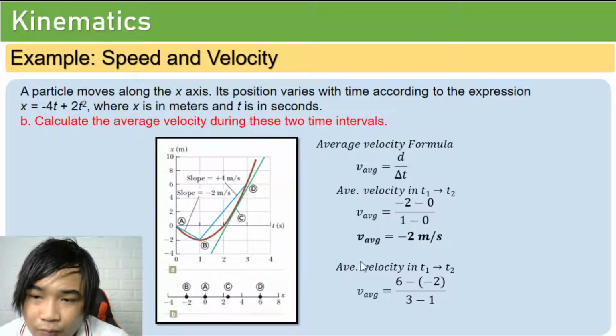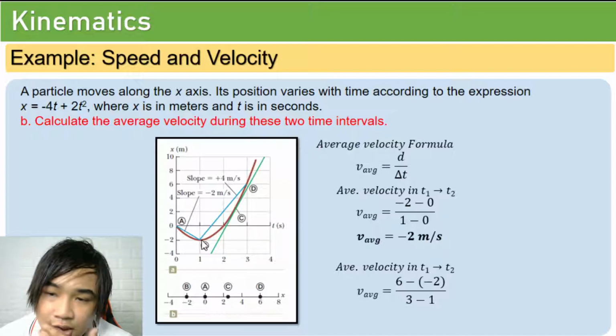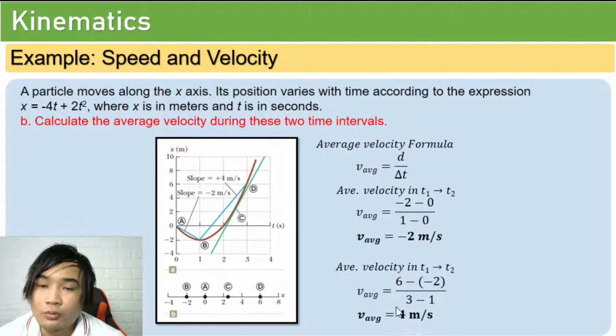So, ano nangyari yun? Displacement. That is yung 8 dito. 6 final displacement minus initial displacement. Ito, negative 2. Divided by difference in time. That is 3 minus 1. Ayan, average, that is positive 4 meter per second.